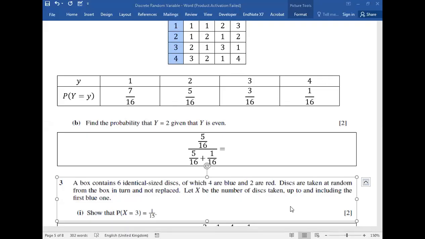Booklet page 178. A box contains 6 identical sized discs, of which 4 are blue and 2 are red. Discs are taken at random from the box in turn and not replaced. Let x be the number of discs taken up to and including the first blue one. So you're taking out discs until you get the first blue one.